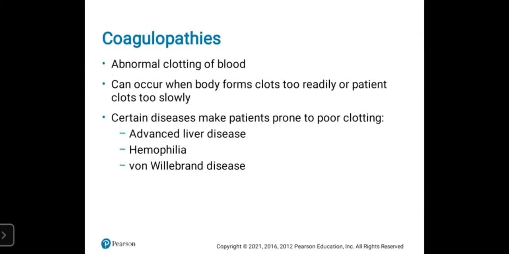Coagulopathies. Abnormal clotting of blood can occur when the body forms clots too readily or when a patient clots too slowly. Certain diseases make patients prone to poor clotting: advanced liver disease, hemophilia, von Willebrand disease.